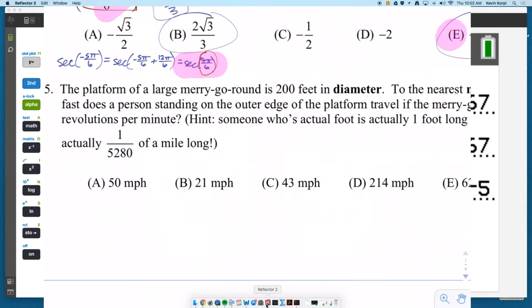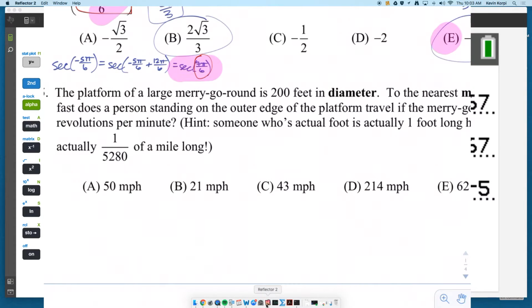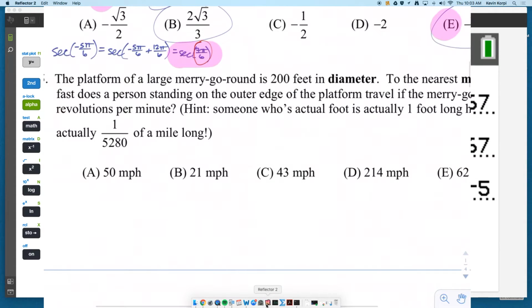Okay? So to the nearest mile per hour, how fast does a person standing on the very outer edge of the platform travel if the merry-go-round makes 6 revolutions per minute? And I gave you a hint so you knew how many feet were in a mile. Again, I'm nice.